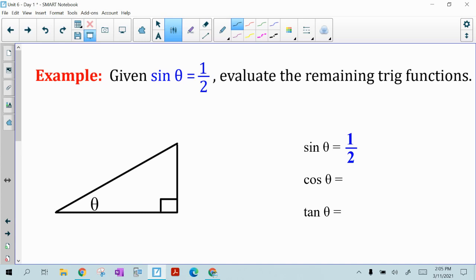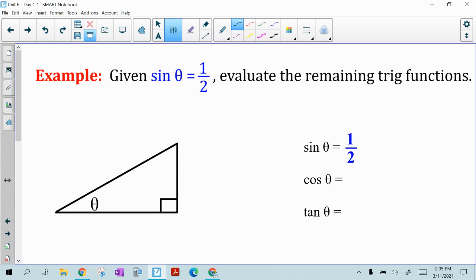Now, just in case anybody's curious, that does not mean that this side, which is my opposite over my hypotenuse, has to be 1 and 2. It just means that when I reduce my fraction, I'm going to get 1 and 2. So this could be 5 and 10. It could be 15 and 30. Any of those things work, and we can actually do it. But we're trying to be lazy.